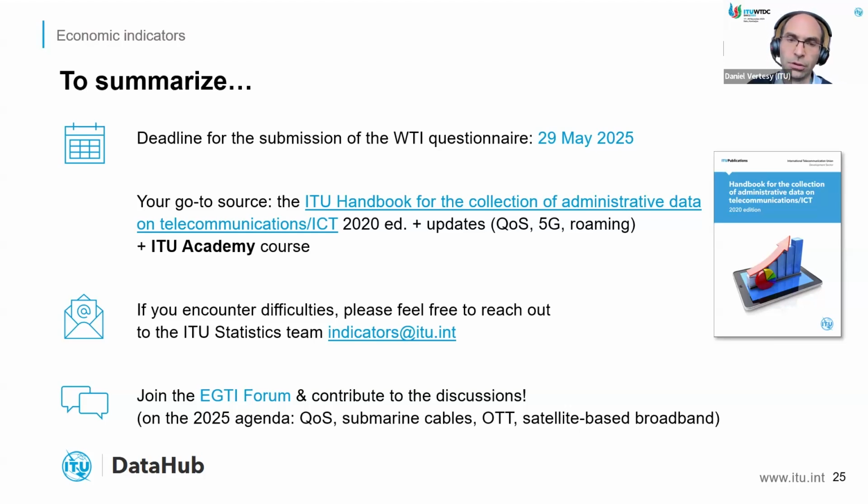So if there is a new topic, such as refinement of quality of service indicators, or a better measure of traffic over submarine cables, which is referring to the bandwidth group of indicators, over-the-top services, OTT services, or satellite-based broadband connection, an emerging topic, if there is a new indicator, it will be shaped by your inputs. So please join the active forum and please contribute to the discussions. These topics are on the 2025 agenda, and in the forum you will see that there were interesting proposals already made. Feel free to bring your evidence, bring your thoughts, and bring forward this discussion, because it will be good input and also discussed in our September meeting.